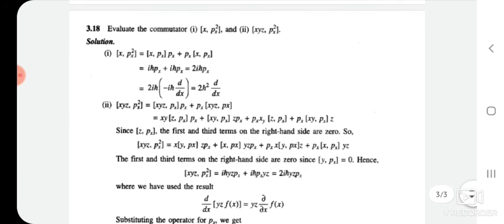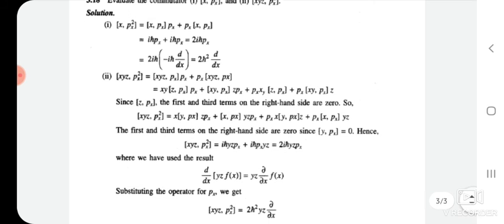The next problem. Evaluate the operators [x, px^2] and [xyz, px^2]. [x, px^2] can be solved as [x, px] px plus px [x, px]. As we know, [x, px] is nothing but iħ, with px remaining as it is. Similarly, [x, px] is iħ px. It gives 2iħ px, and 2iħ px is nothing but minus 2iħ times minus iħ d by dx, which gives 2ħ^2 d by dx.